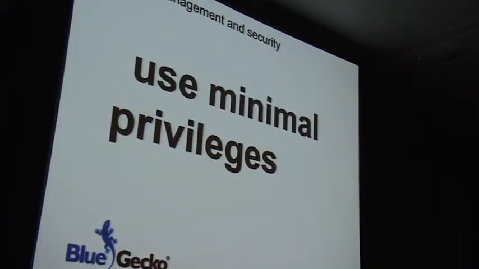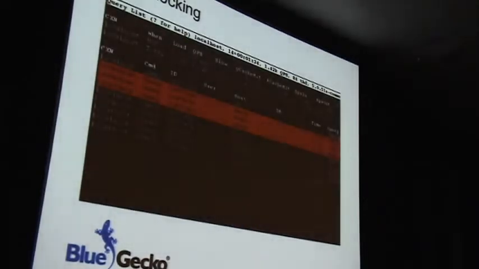He could have been stopped. He could have been stopped by having minimal privileges. Maybe he didn't have the truncate privilege. He could have been stopped by not logging in as the root user everywhere. So this is just a reminder to everyone who knows not to do this, that this is something that can really, really bite you. Whoops.